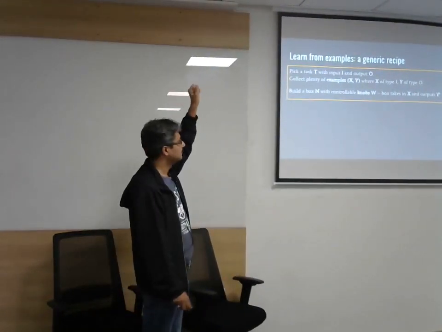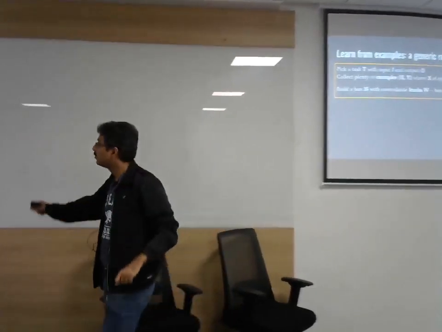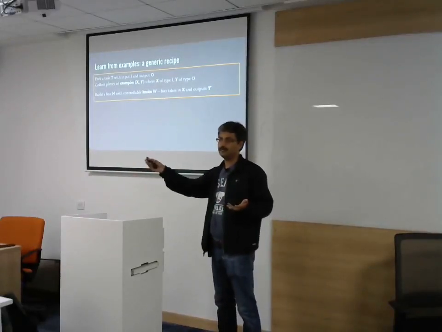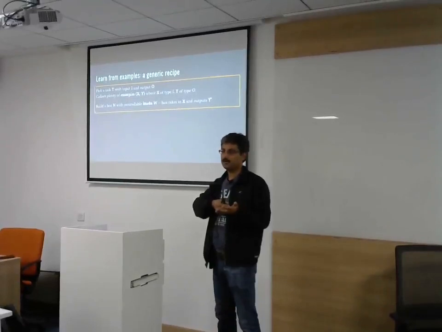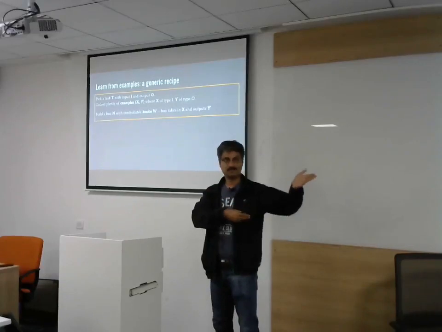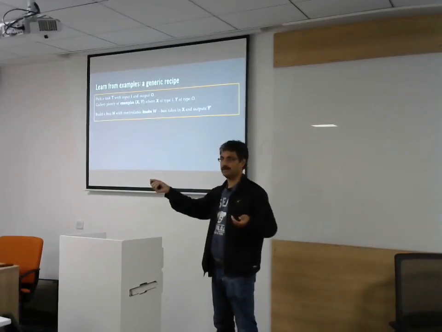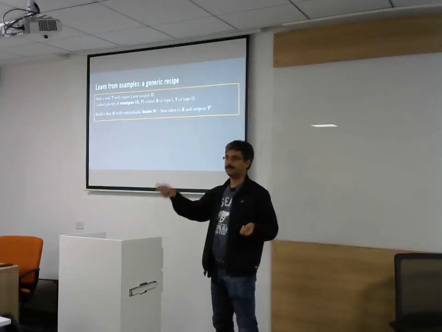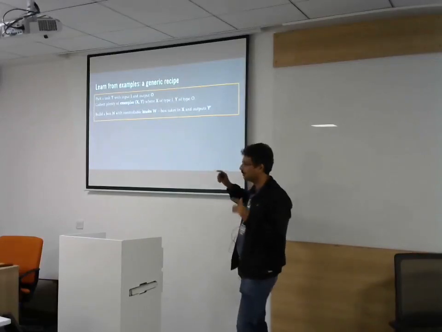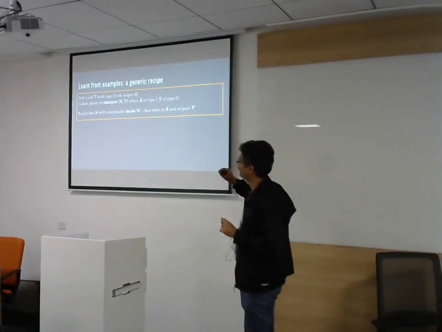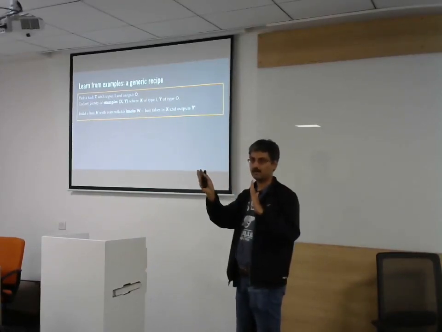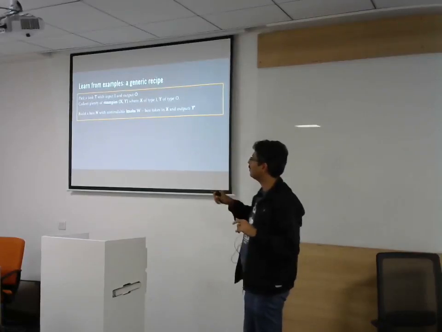Pick a task T. This is the general recipe. Pick a task T with input I and output O. Input I could be images, and output O could be the category of the object in the image. Input could be speech, and output could be text. Input could be a real-time curve like the stock market, and output could be where should I invest, where should I pull back, where to buy and sell. So it's a very generic framework, and your focus is on setting up the input and output. Then collect plenty of examples where X is of type input and Y is of type output, and then build a box with control over Y.